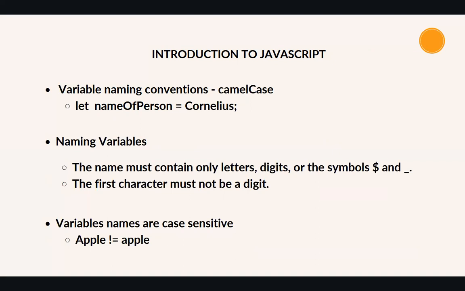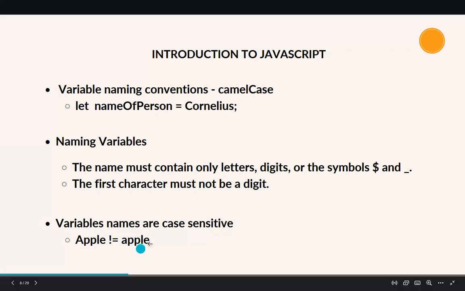And the other thing we spoke about was that the name must only contain letters, digits, and symbols. And you cannot begin your variable names with a digit. So your variable name cannot start with a number. It always has to start with a letter or a symbol. And the last thing I wanted to mention is that variable names are case sensitive. So in JavaScript, case sensitivity is a thing, in the sense that this apple and this apple are not the same.